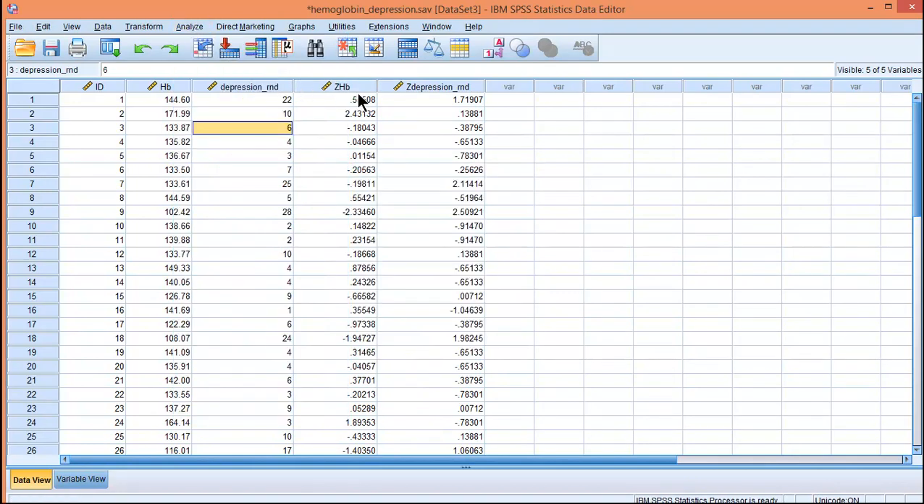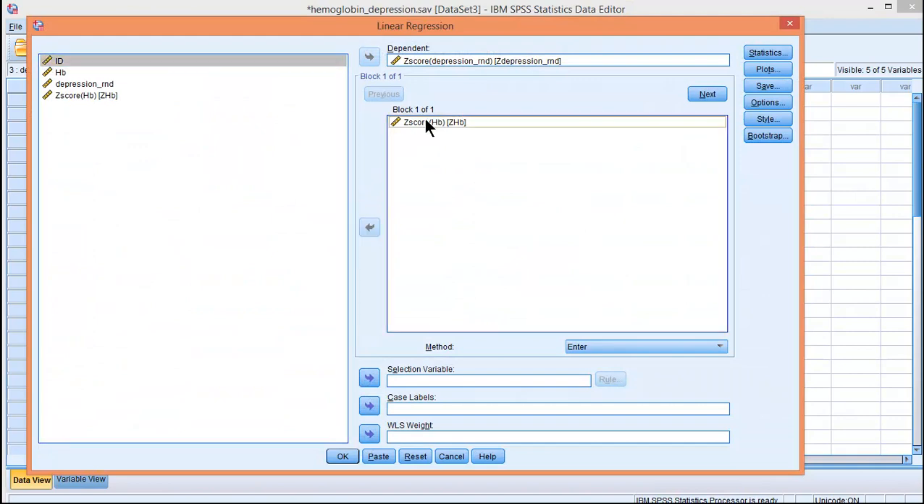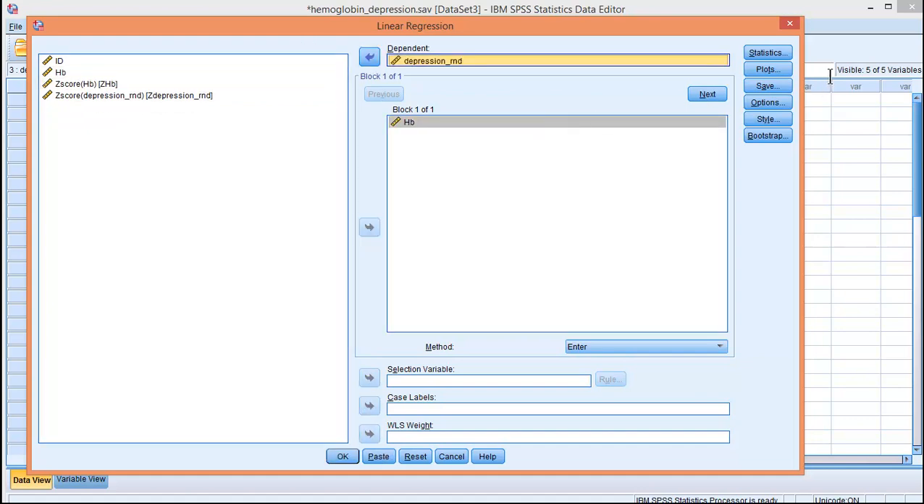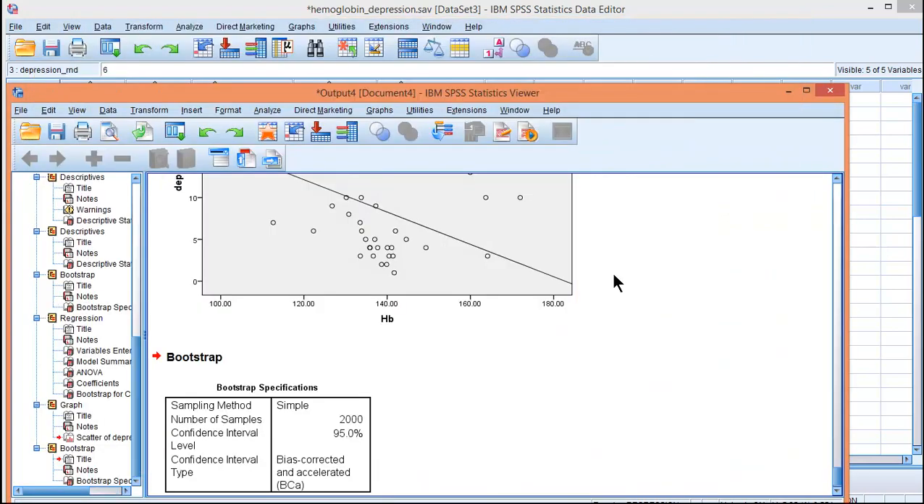I have them as, no, I don't have them. I need to create the residuals for depression. So I'm going to go back to my original data and click on Save. And I want standardized residuals. And then I'm going to create a histogram out of that.